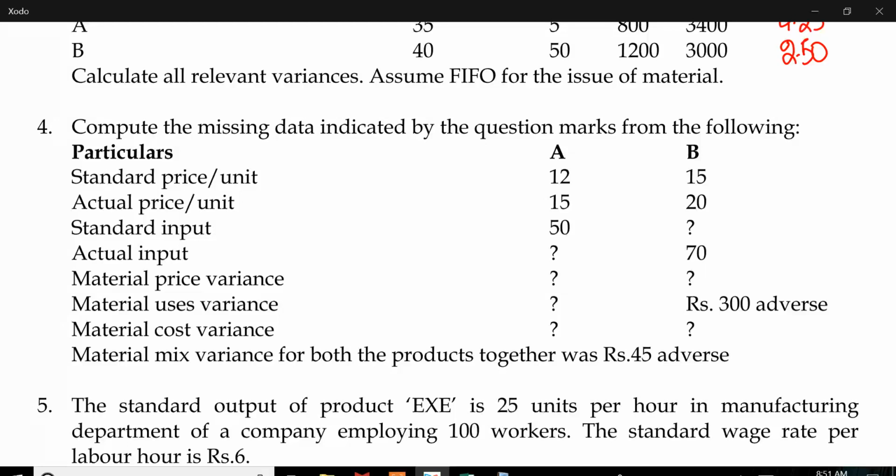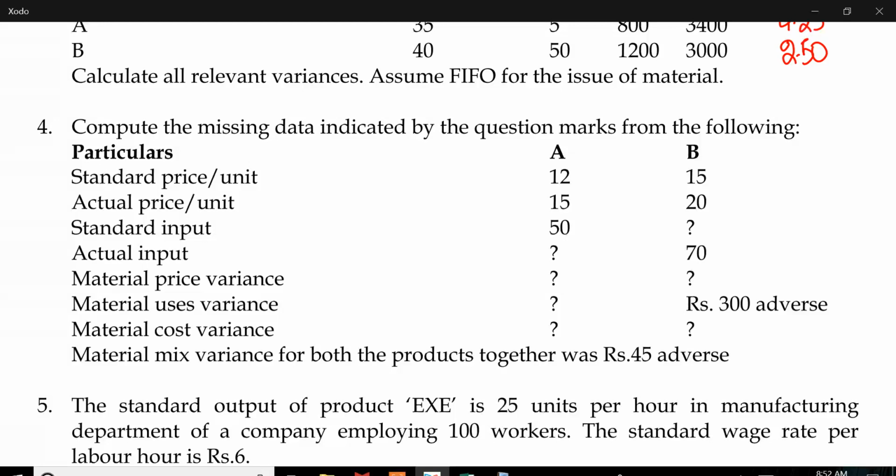They have given a few variances in the question. For example, one of the variances they have given is mix variance 45 adverse. They have given usage variance 300 adverse. Now this is a problem of multiple materials. So our objective first would be to fill the computation table. When I get the entire numbers in the computation table, maybe I get an answer for actual input, I get an answer for standard input, and then we start computing the various variances.